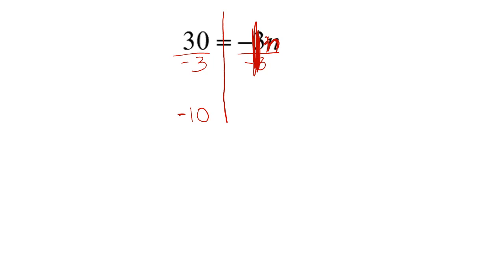So now if that's a 1, I have 1n. Look, I have 1n. So now I have the n alone, put my equal sign in the middle, and I see my answer. n is equal to -10.